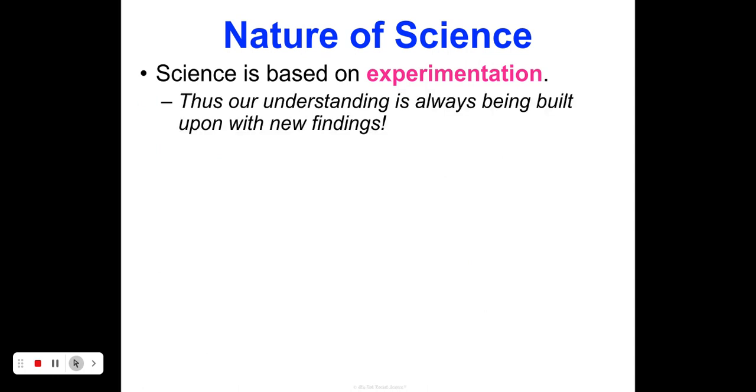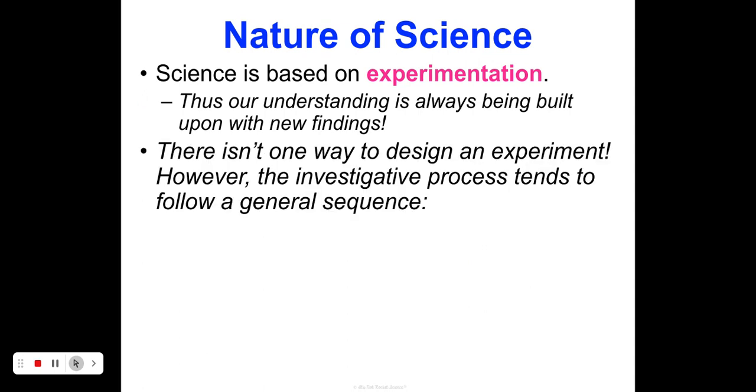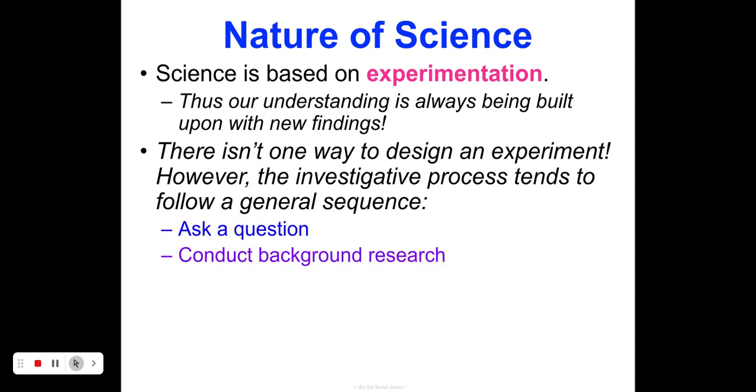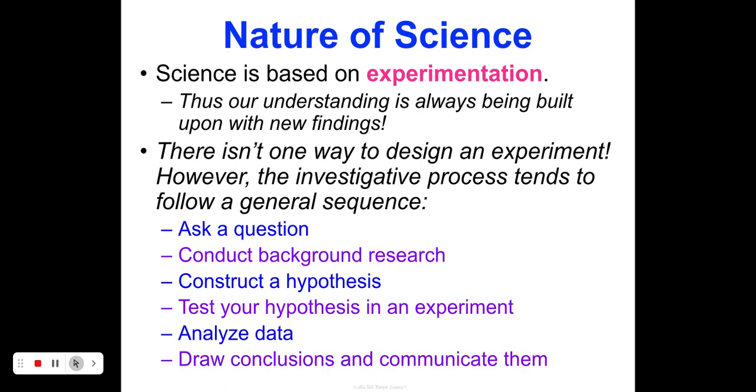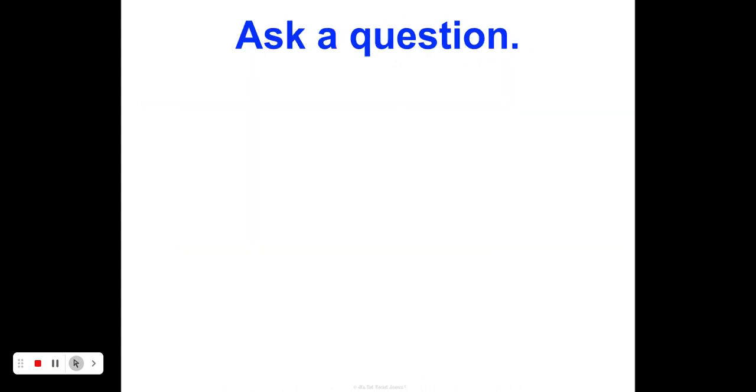Science is always based on experimentation and observations. That means it changes all the time, because when we learn new information, we learn new things and we change what we understand. There isn't always one way to do an experiment, but a lot of times when you hear the scientific method, they mean that it follows a general sequence of asking a question, conducting background research, making a hypothesis, testing your hypothesis in an experiment, analyzing your data, drawing conclusions, and communicating them. And then often it's a cycle because you keep going around and around.